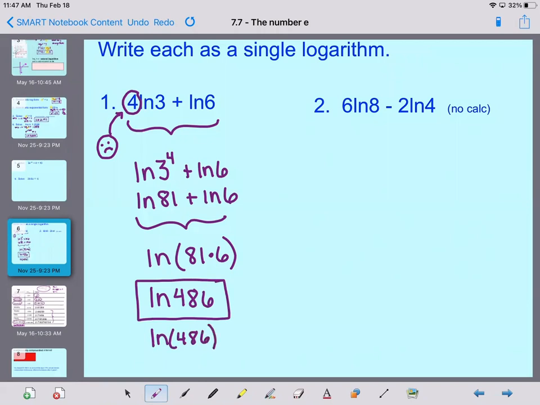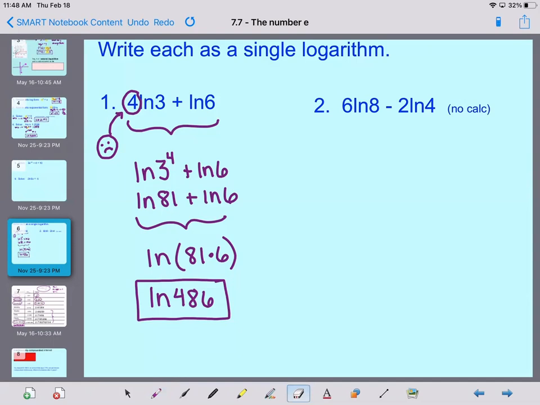Usually there's not parentheses unless you have an expression of some sort, like x plus 2 or something like that. I'm not touching the calculator because this was a no calculator question. The direction said write it as a single log. It didn't say round your answer to 3 decimal places.